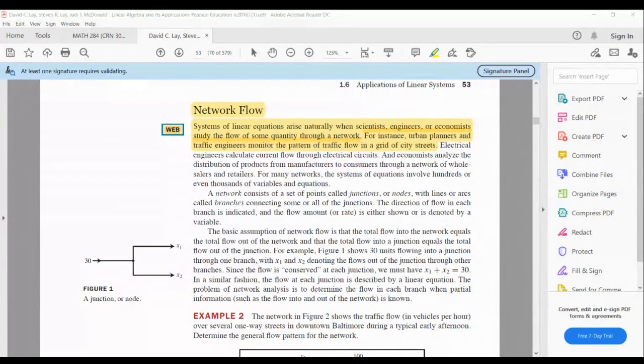They also mention calculating current through electrical circuits. But for many networks, the systems of equations involve hundreds or even thousands of variables and equations. For instance, if you were to look at the network flow in Rockville, there are hundreds and hundreds of intersections with traffic lights.